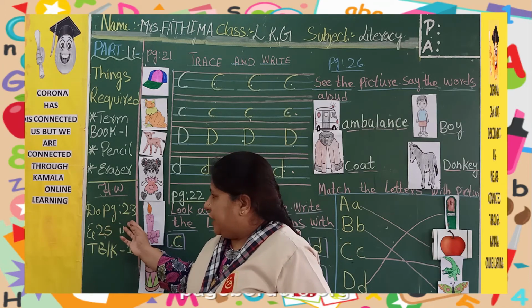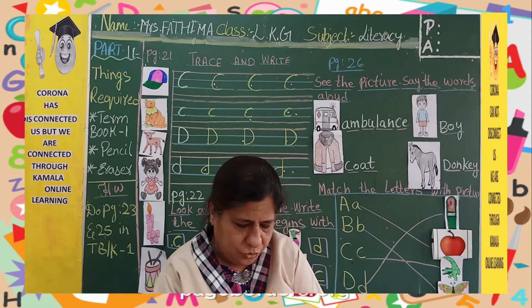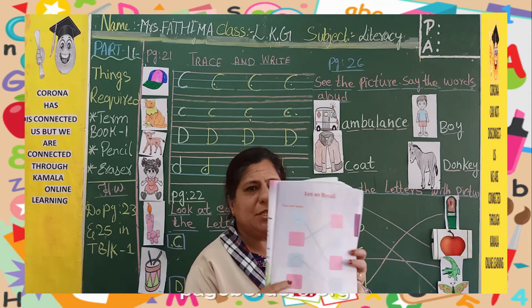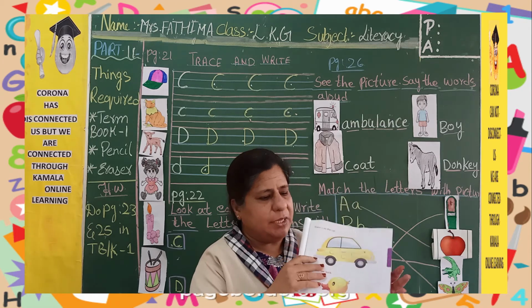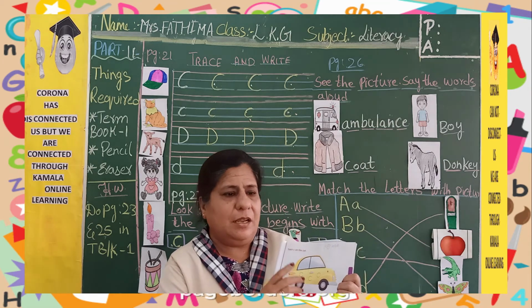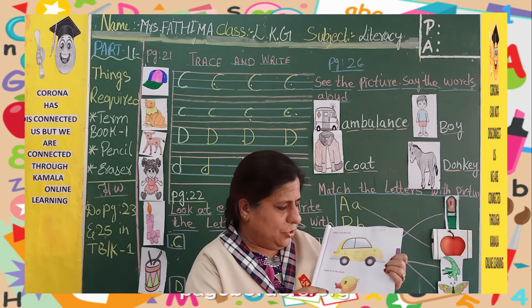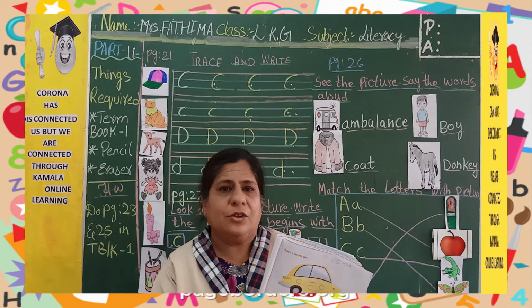Homework, book page number 23 and 25 in term book. The term book itself you have to do. Okay, page number 23, I showed you this matching. You have to do this matching as a homework. And page number 23, letters are given, you have to trace the letters. Just trace the C. D for duck, no? You have to trace the duck. That's all, children. Okay, children?